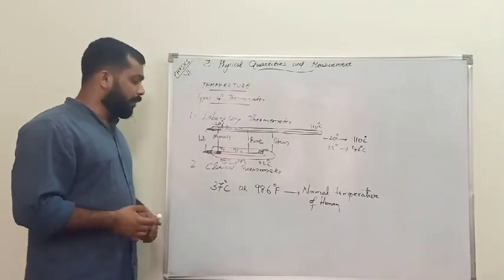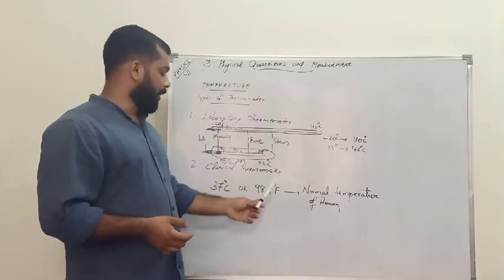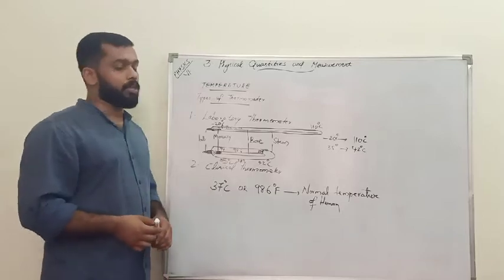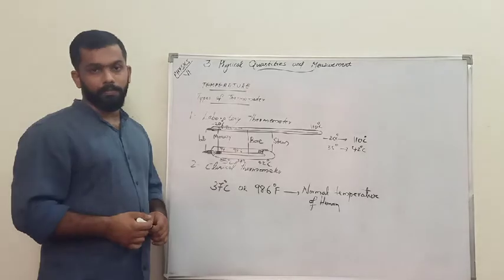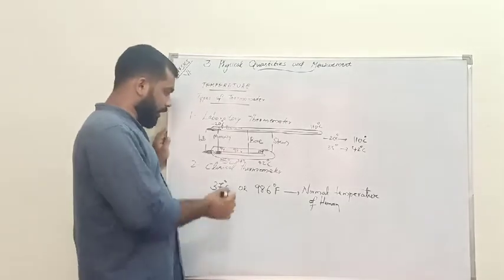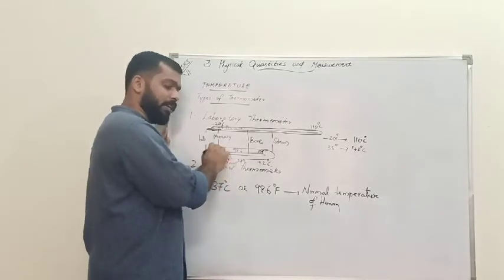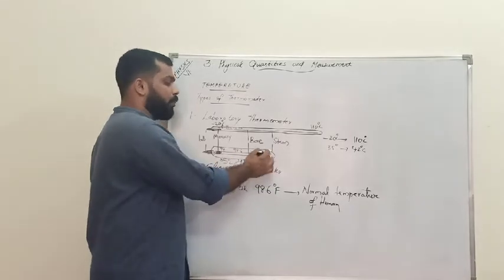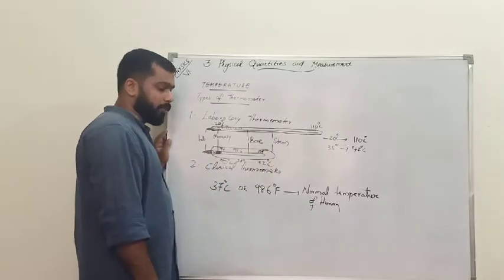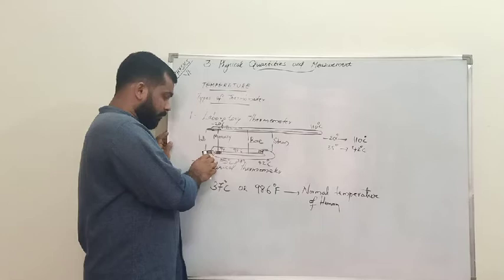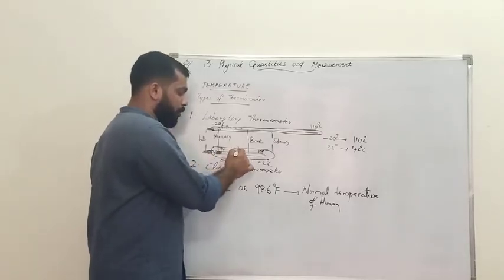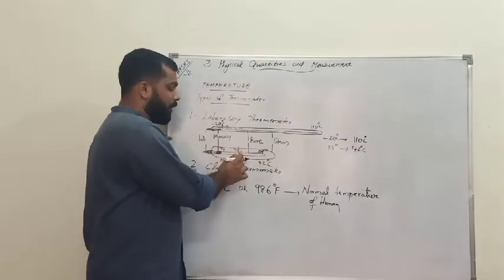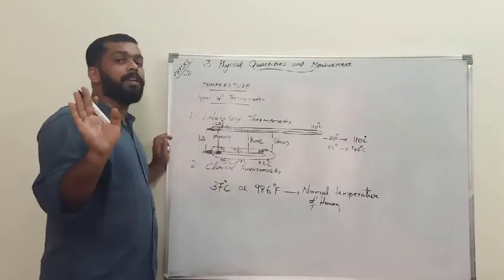And the normal body temperature of a human being is 37 degrees Celsius or 98.6 degrees Fahrenheit. Now, 35 degrees Celsius is 94 degrees Fahrenheit, and up to 42 is 108 degrees Fahrenheit. And in the mercury thermometer, one red arrow will be there, and this red arrow will be pointing at 37 degrees Celsius.